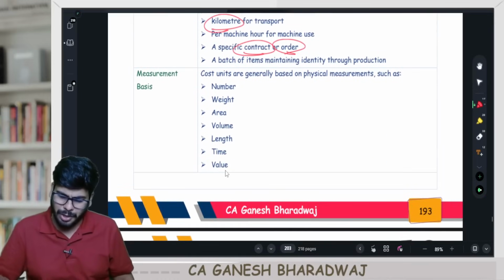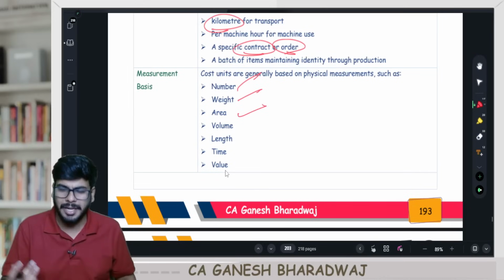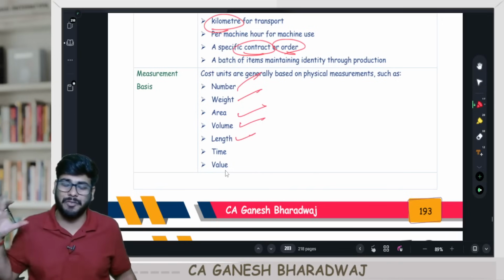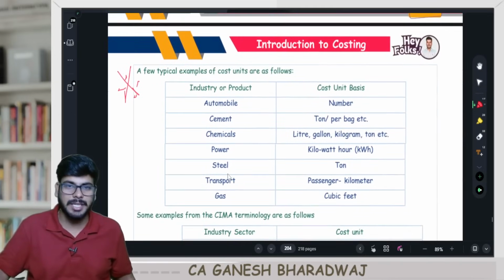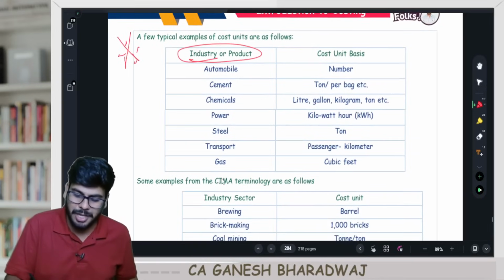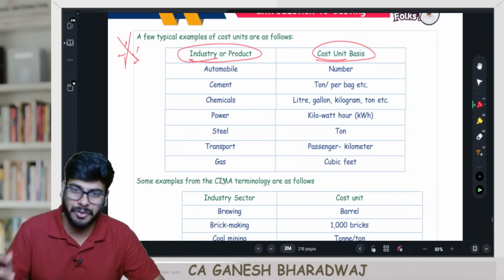Now, it could be a number, it could be a weight, it could be area, square feet, right? What is the cost of construction per square foot? It could be volume, it could be length, it could be any unit of measure depending on the industry where you're operating. And generally, guys, in the exam, this is what they ask. They will mention the industry and ask you what is going to be the cost object or the cost unit for that particular industry.